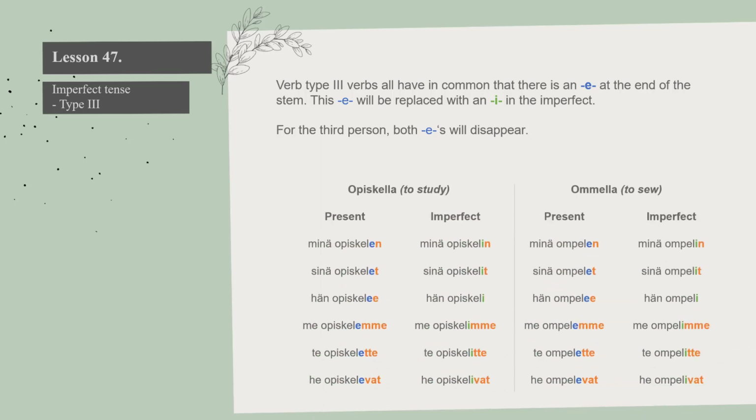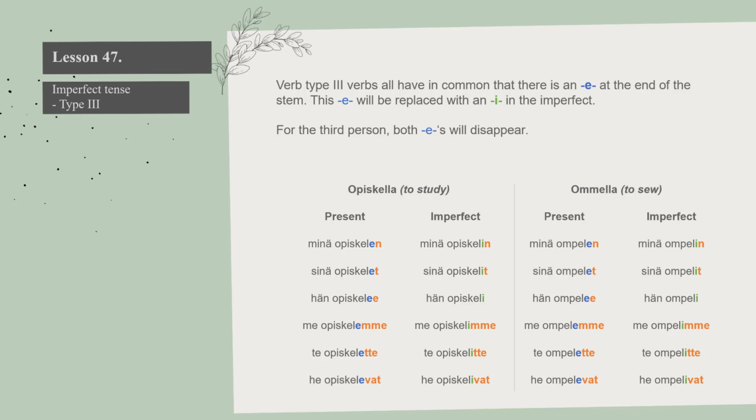Here are some examples. Minä opiskelen. Minä opiskelin. Sinä opiskelet. Sinä opiskelit. Hän opiskelee. Hän opiskeli. Me opiskelemme. Me opiskelimme. Te opiskelette. Te opiskelitte. He opiskelevat. He opiskelivat.